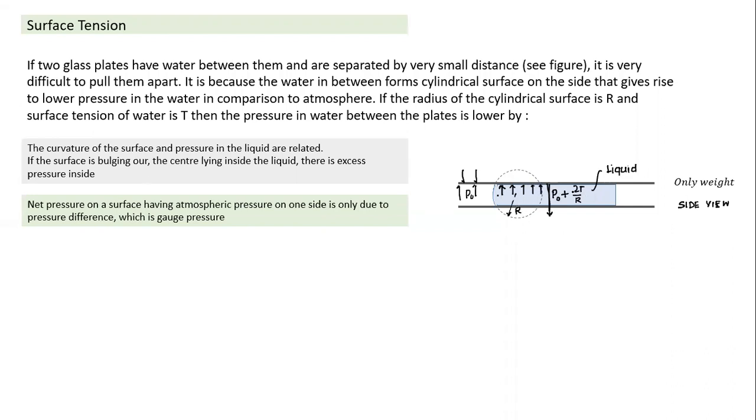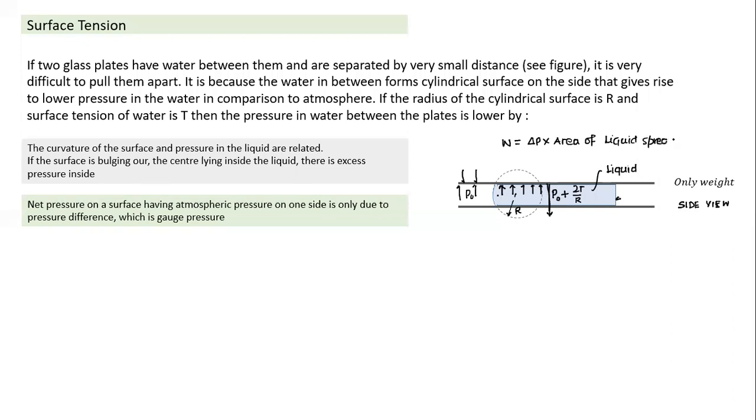So in a state of equilibrium, what is the radius here? If the liquid is spread over an area A, we can see from the top what area the liquid is spread over here. The weight will be equal to delta P into the area of liquid spread.